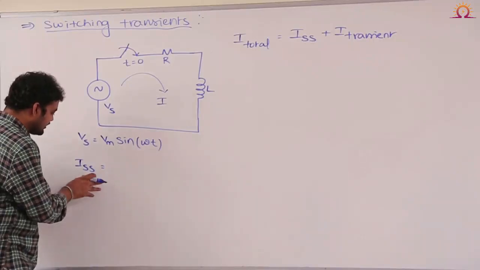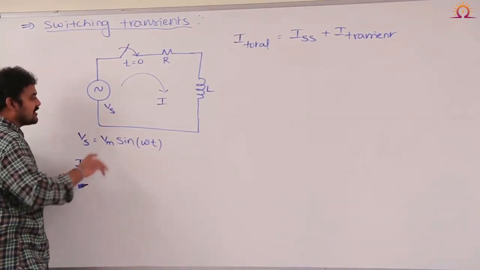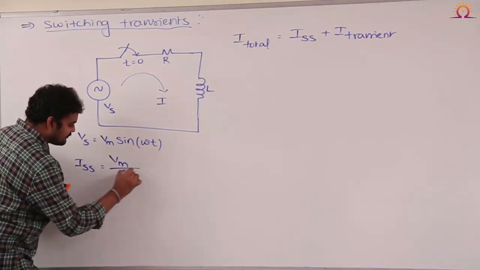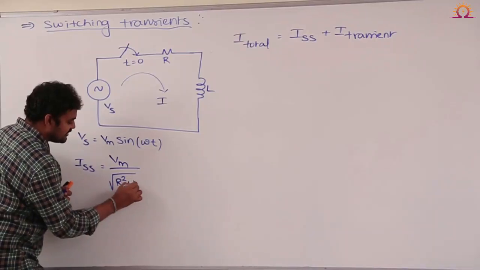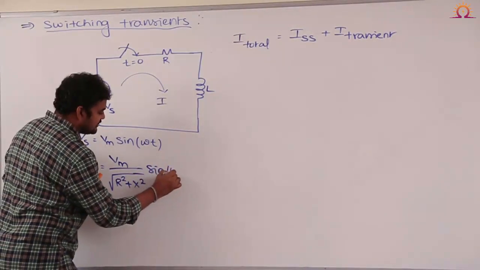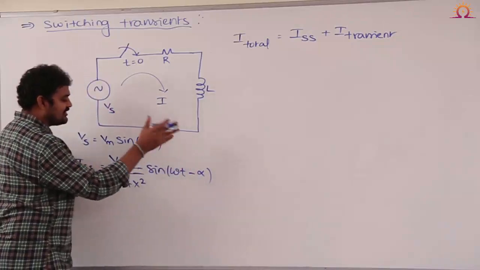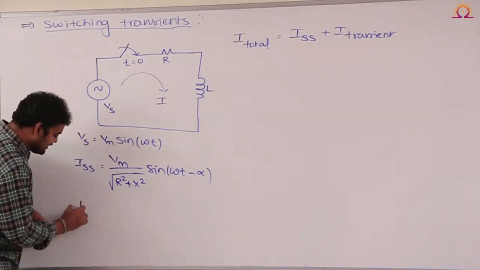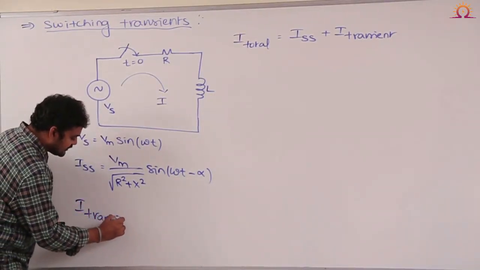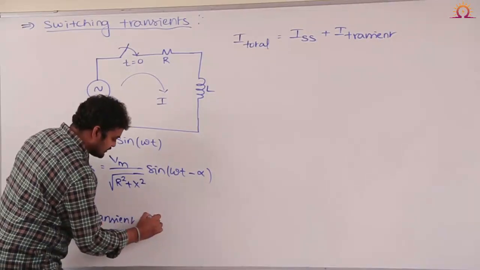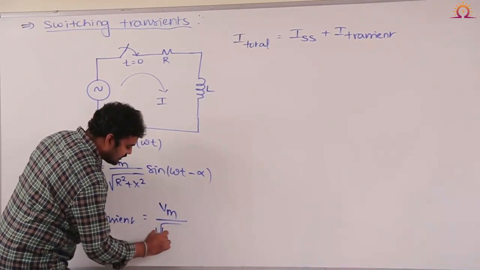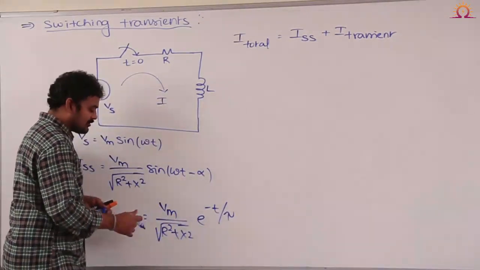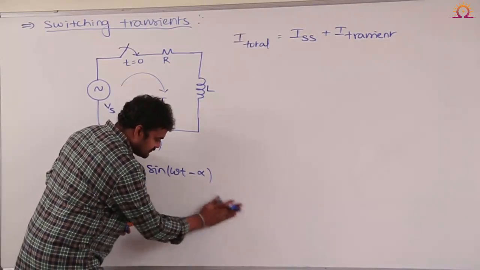Am I right? So, what is the formula for steady state current? Very simple: current is equal to voltage by impedance. So that is Vm by impedance, that is square root of R square plus X square, into sin of omega t minus alpha, where alpha is the power factor angle. This is the steady state component. Similarly, what is the formula for the transient component? The transient component will be Vm by root over R square plus X square into e power minus t by tau. Am I right or not? So indirectly, let me remove this.